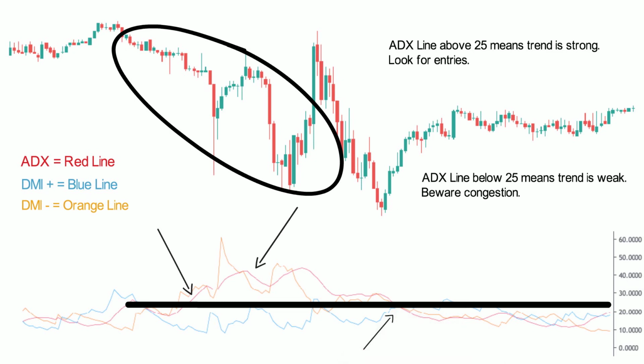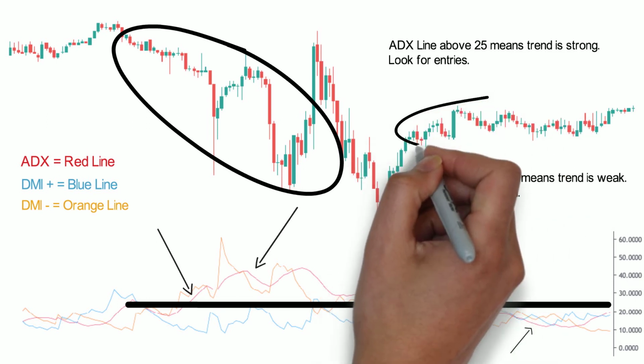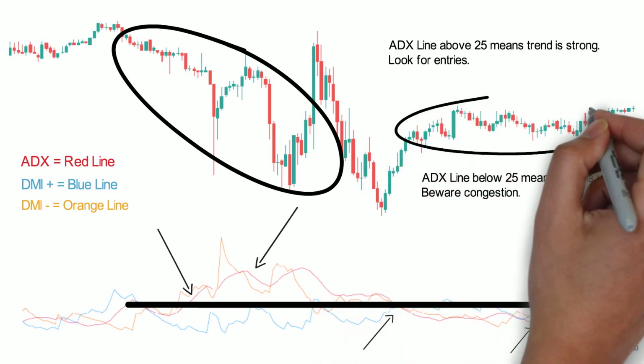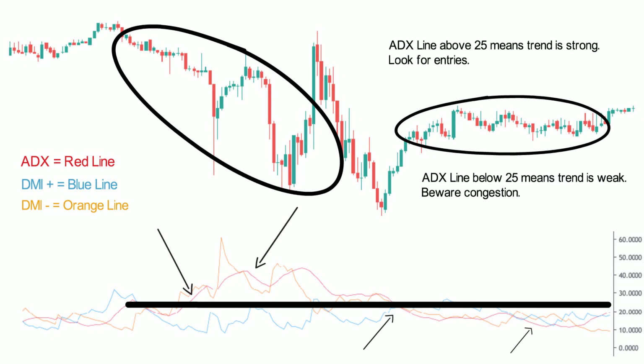Right here, you've got the ADX crossing below the 25 line. And then over here, it's been below that 25 line for quite some time. It's been going down, and indeed, that coincides with the congestion above. This is definitely an area where you do not want to trade. You want to stay out because you're probably just going to get yourself in trouble.